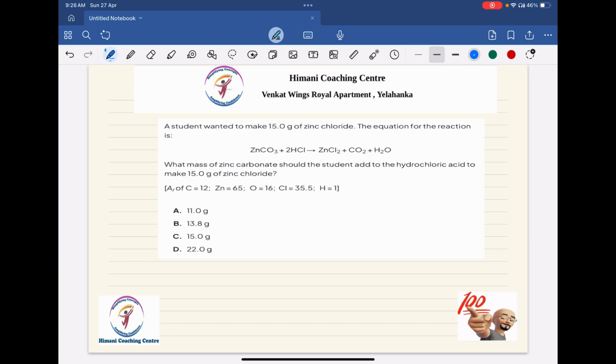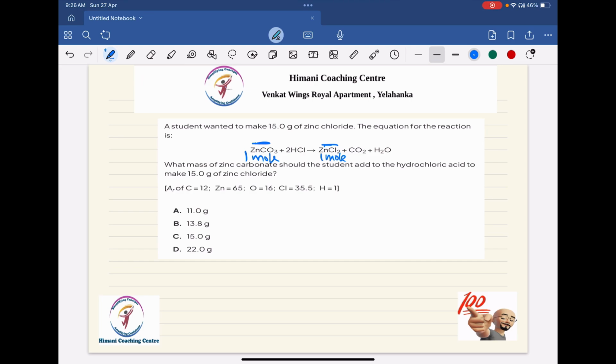The question is: a student wanted to make 15 grams of zinc chloride, ZnCl2. The equation for the reaction is zinc carbonate plus 2HCl gives zinc chloride and so on. What mass of zinc carbonate should the student add to the hydrochloric acid to make 15 gram of zinc chloride? Again, we have to just focus on these two. So we can see this is 1 mole here. This is also 1 mole. So the ratio between ZnCO3 and ZnCl2 is 1 is to 1.